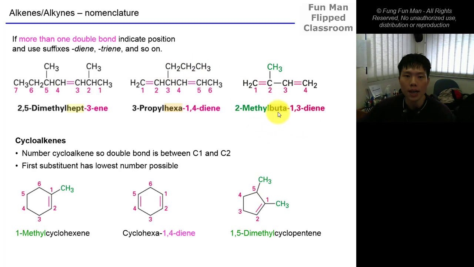Next, 2-methyl buta-1,3-diene. All you got to do is just look at the example slowly and try to understand why the name is as such. If you face any problem, you can ask your tutor or myself anytime.